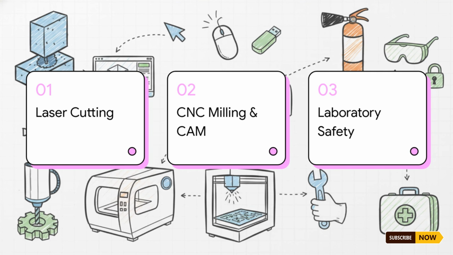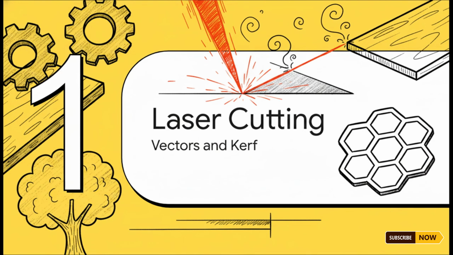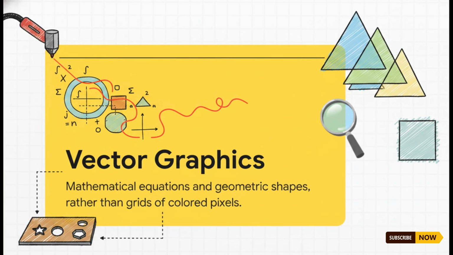Here is our technical blueprint for the next few minutes. We'll be looking at design for laser cutting, then CNC milling and CAM workflows, and finally, laboratory safety. Starting off with Section 1, Design for Laser Cutting, focusing on vector graphics and kerf. Let's start with the precise, mathematically driven 2D world of laser cutting.